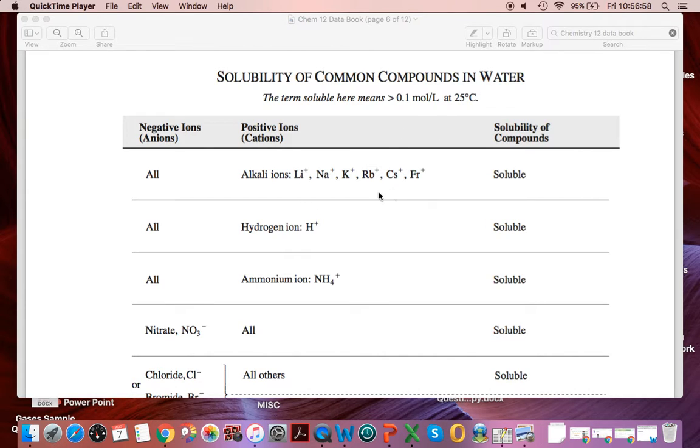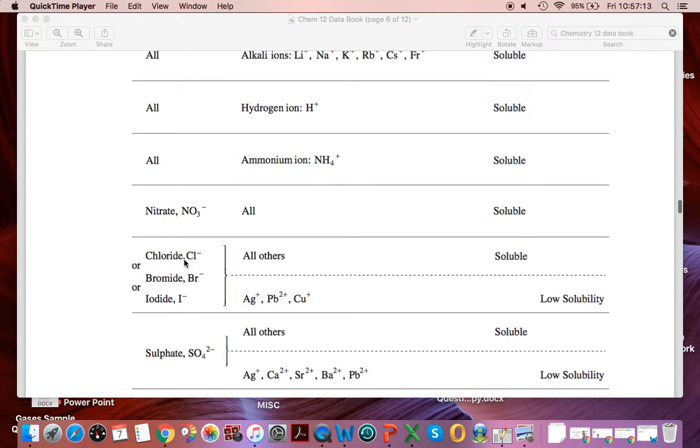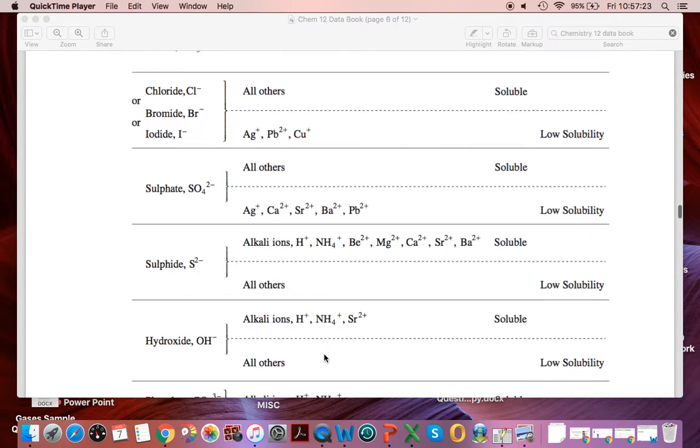So if you have an alkali metal, and they're spelled out here, they're going to be soluble. Same for hydrogen, same for ammonium. So that's talking about positive ions or cations. Nitrates are always soluble, doesn't matter what the positive ion. Chloride, bromide, iodide, these halides are soluble with most positive ions, only insoluble with those three. And you just see it carries on.